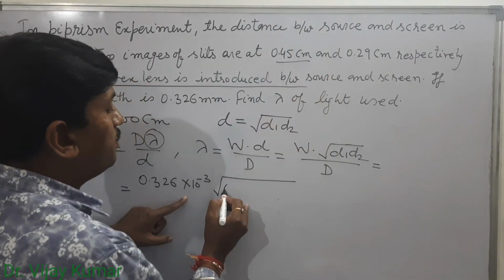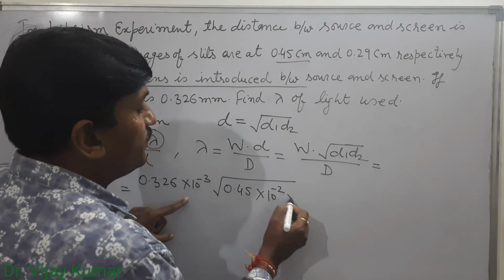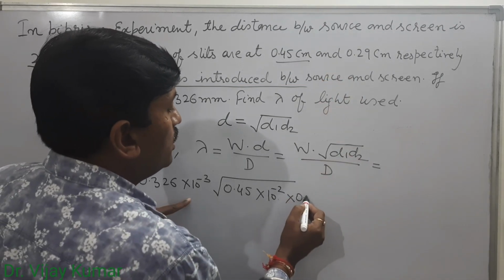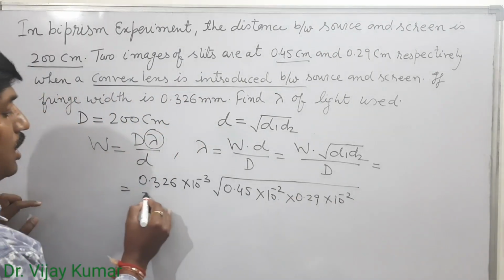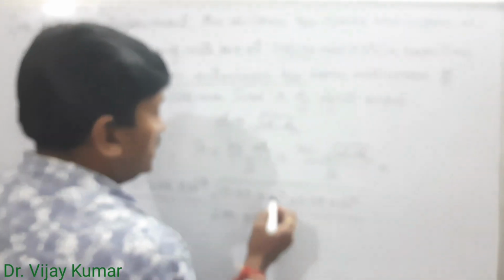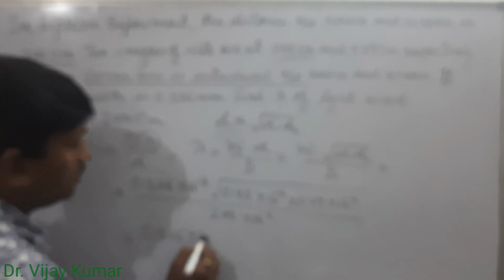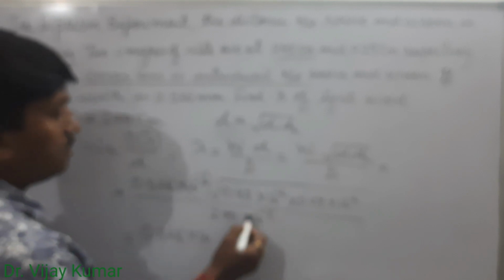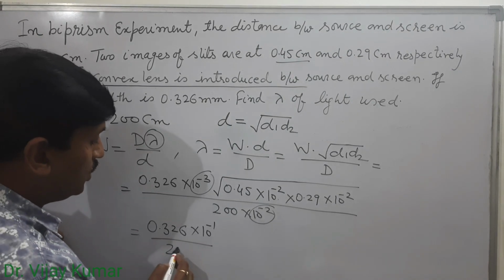Under root d1, this is d1, 0.45 centimeter, and we can convert it into meter. d2 is 0.29, converted again with 10 to the power minus 2, upon capital D. Capital D is 200 centimeter, which we convert again into meter. It becomes 0.326 into 10 to the power minus 3, and this is 10 to the power minus 2, it becomes 10 to the power minus 1 upon 200.